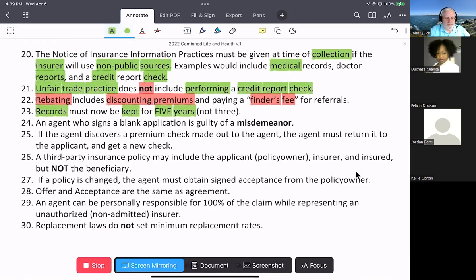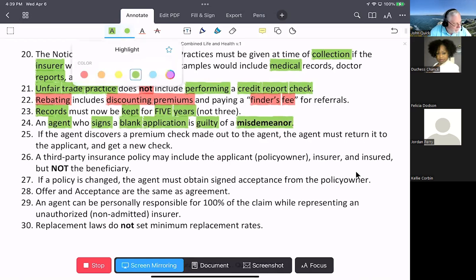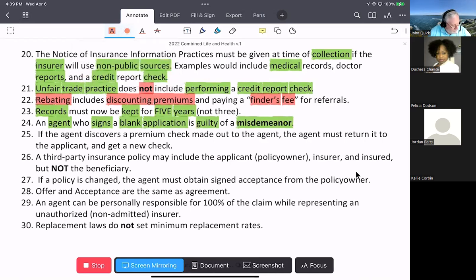What if an agent signs a blank application? An agent who signs a blank application is guilty of a misdemeanor. When in doubt, pick misdemeanor. There are very few things that are serious enough to be felonies.